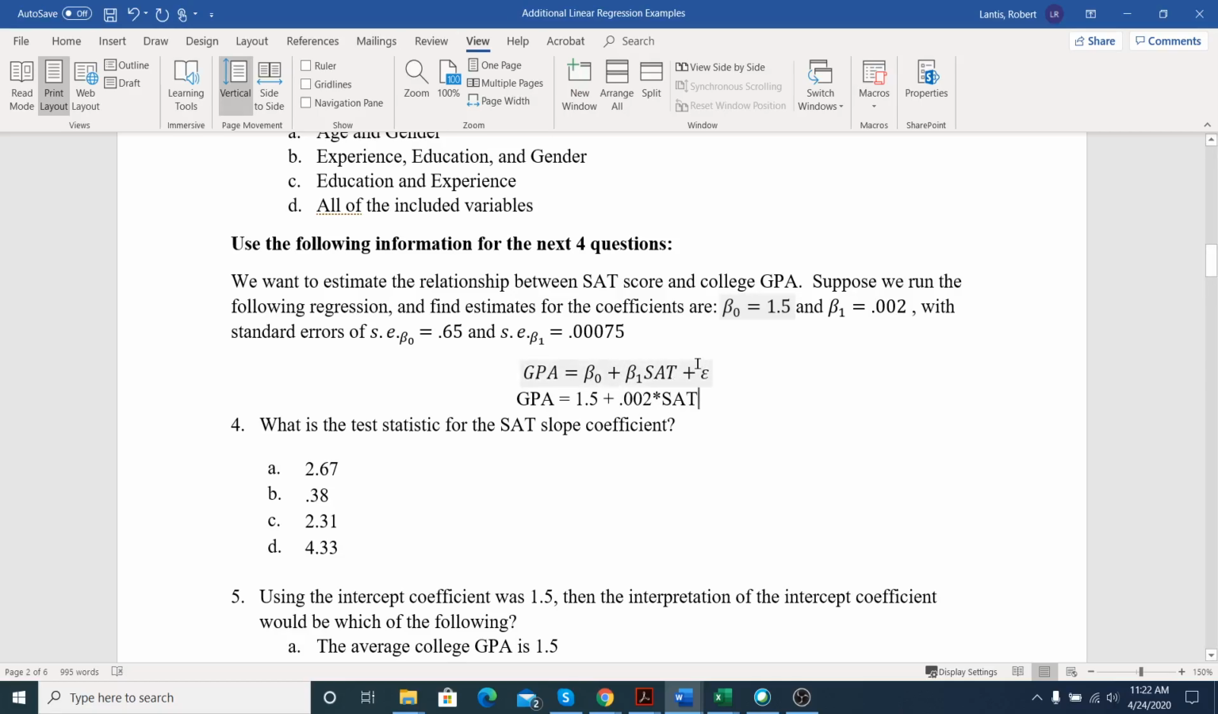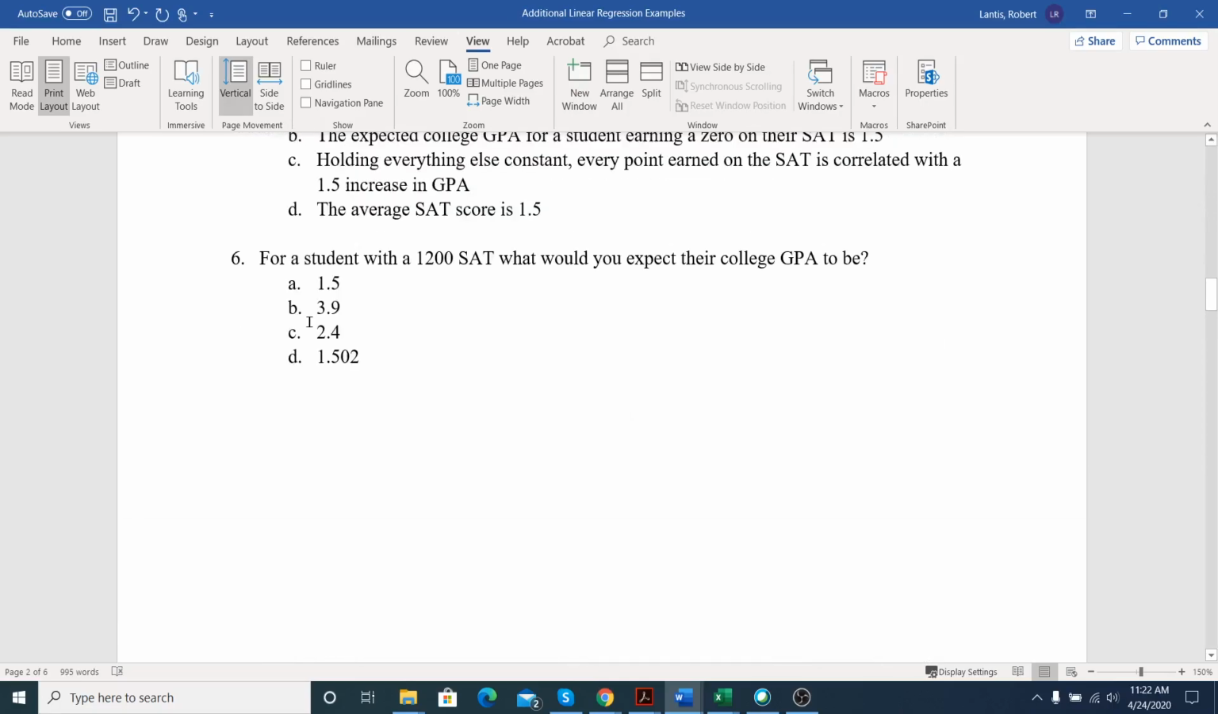Now I don't have the error term, right? We said when we're making predictions, our predictions will always be a little bit off from what the actual Y values are, because every individual has this unexplained error term. So if I have a 1200 SAT score, all I'd be doing there is plugging my 1200 into that. I take 1.5, add to that 0.002 times 1200, and I get a predicted GPA of 3.9 here, all right?